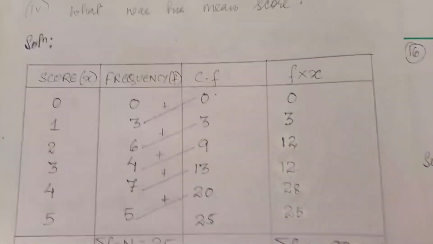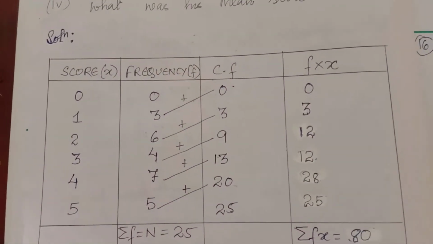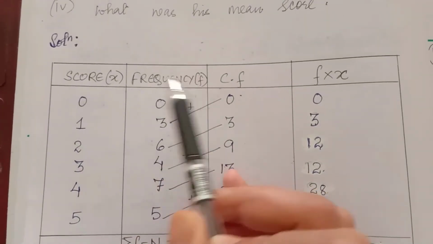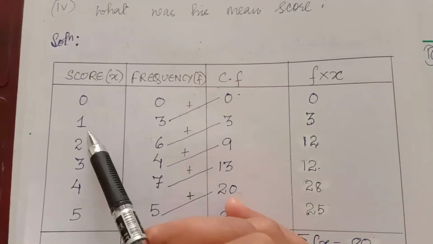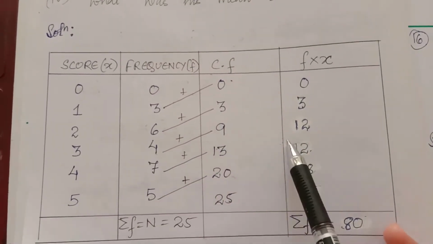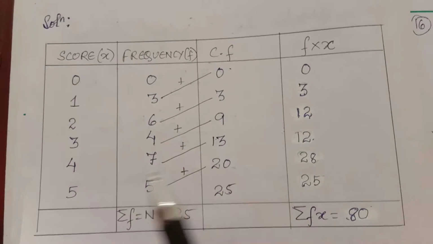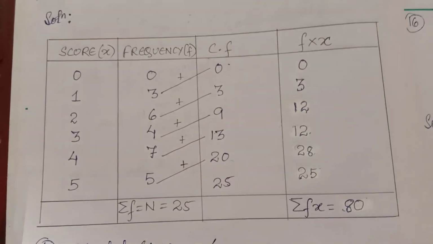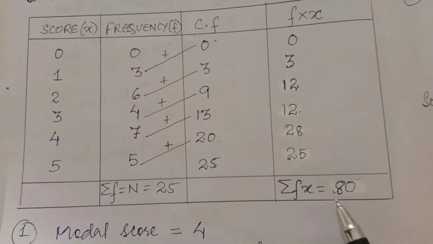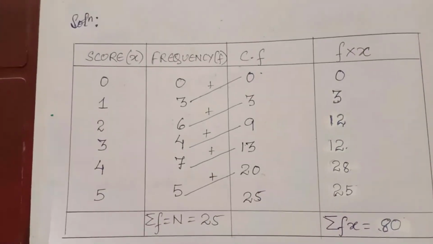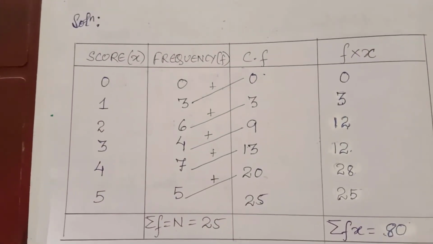Now to find mean, we will use the direct method. We will find fx, so f into x. This is x, this is f. So 0 into 0, 0. 1 into 3, 3. 2 into 6, 12. 3 into 4, 12. 4 into 7, 28. 5 into 5, 25. Summation fx is 80.